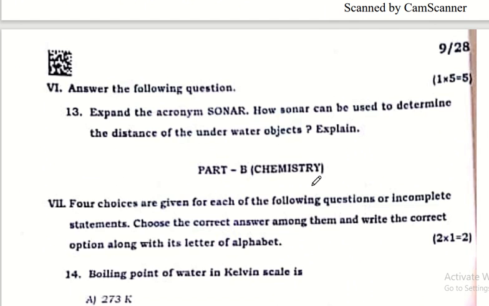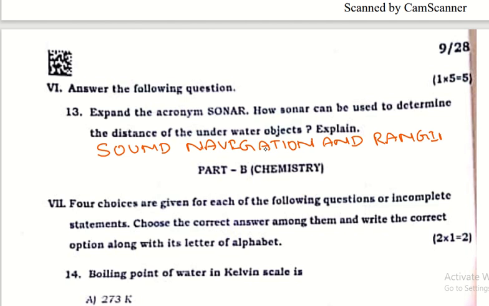Then expand the acronym Sonar. I already wrote this in the model question paper. Sonar means sound navigation and ranging. Sound navigation and ranging, this is the expansion of sonar.